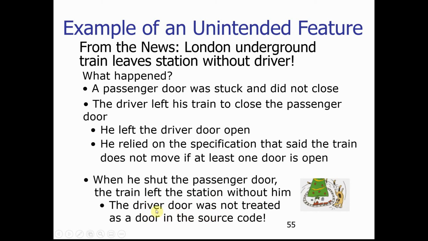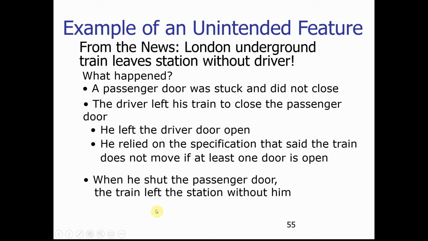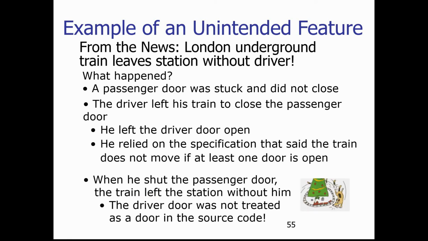So somehow, this miscommunication between the user and the developer, or the requirement itself is not complete enough to show that the driver door, all doors including the driver door, are doors. So when you write the code, you see that every door should also be closed in order for the train to move.